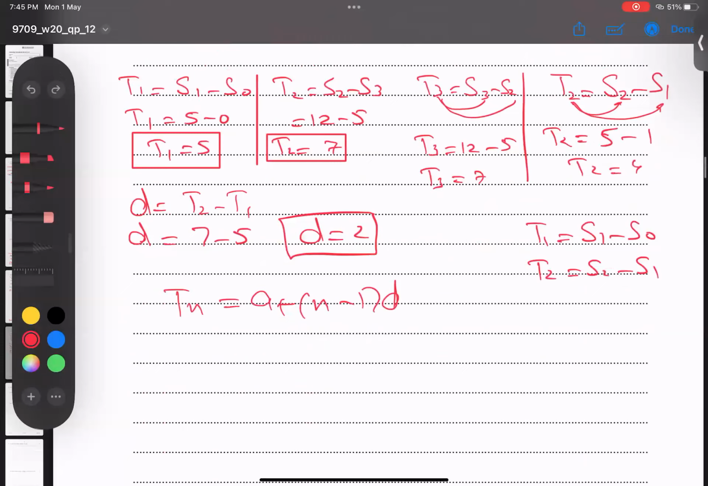If I say kth term, then put every n as k. So this is called the kth term. At the same time, I'm putting the first term, 5. So I'm putting this 5, and k comes here, I get k minus 1. And the common difference is 2. So I believe it is okay.